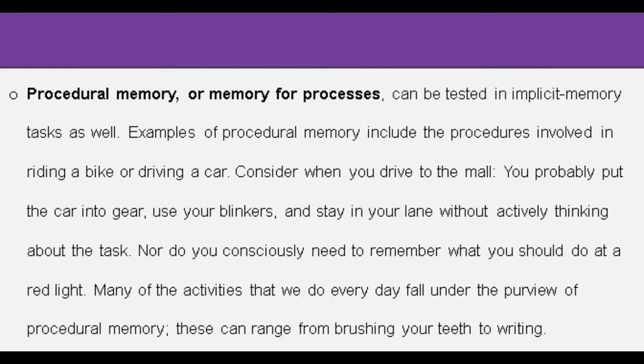Okay, we also have procedural memory. Under implicit memory is procedural memory, or memory for process. It can be tested in implicit memory tasks as well. Examples of procedural memory include the procedures involved in riding a bike. If you are riding a bike, you're not going to memorize that, right? It's automatic that you jump on the bike, and then you step on the pedal. You already know the step-by-step procedure on how to make the bike move, because you already have it inside your implicit memory.